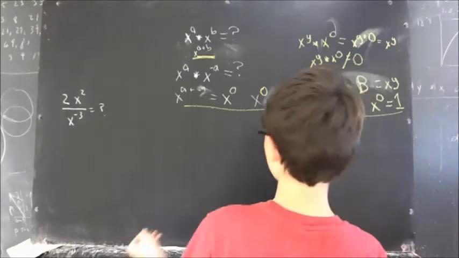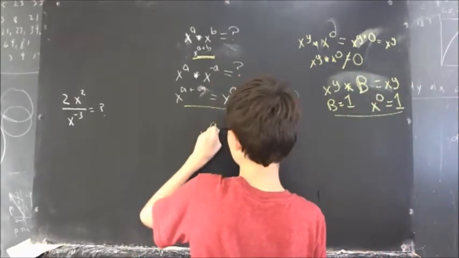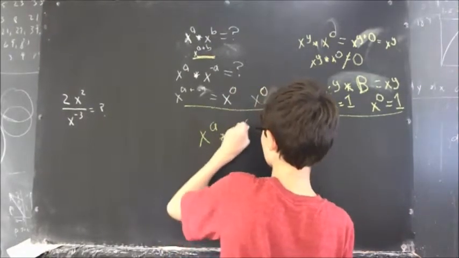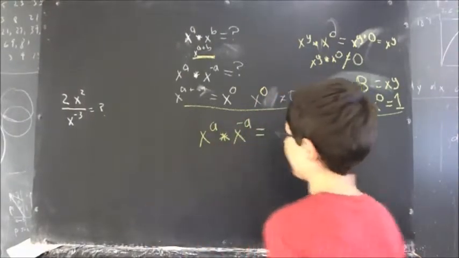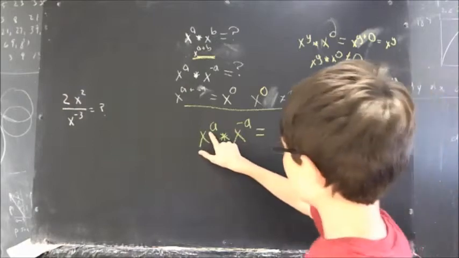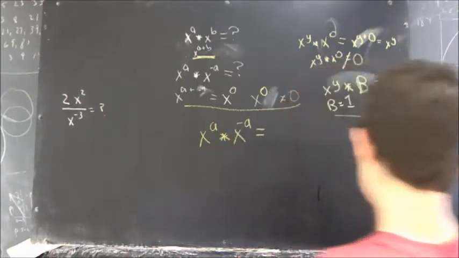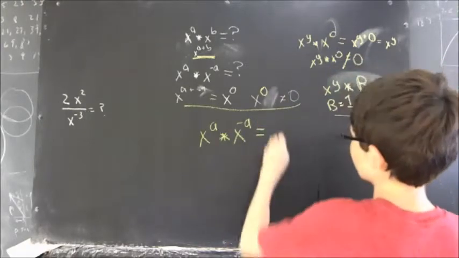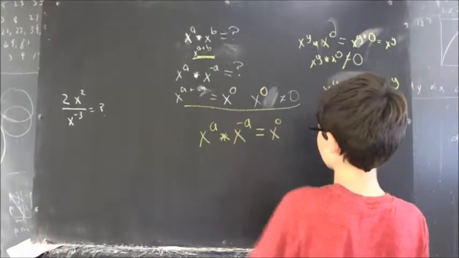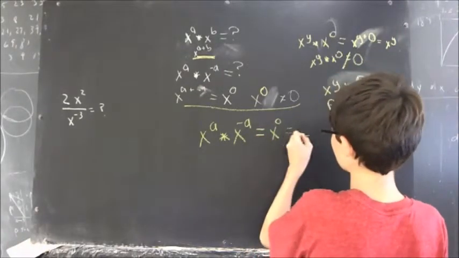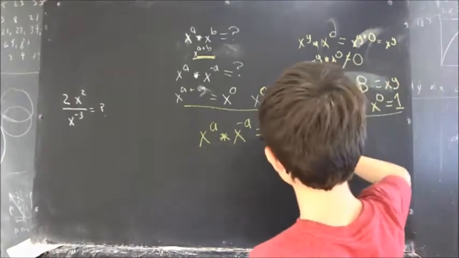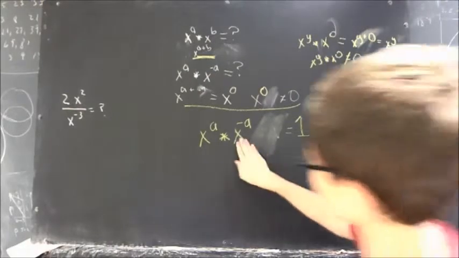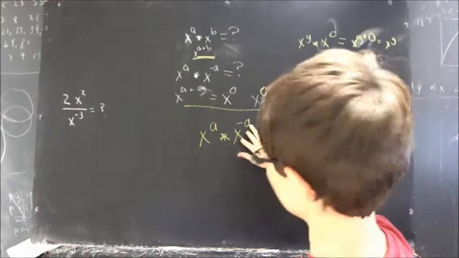So let's go in, for example, x to the a times x to the negative a equals. Now, you can think about it in your head already. A minus a, so any variable minus itself would equal 0, so therefore you get x to the 0, which is also equal to 1. So you can just say 1. Just going to mark out this part. It equals 1.